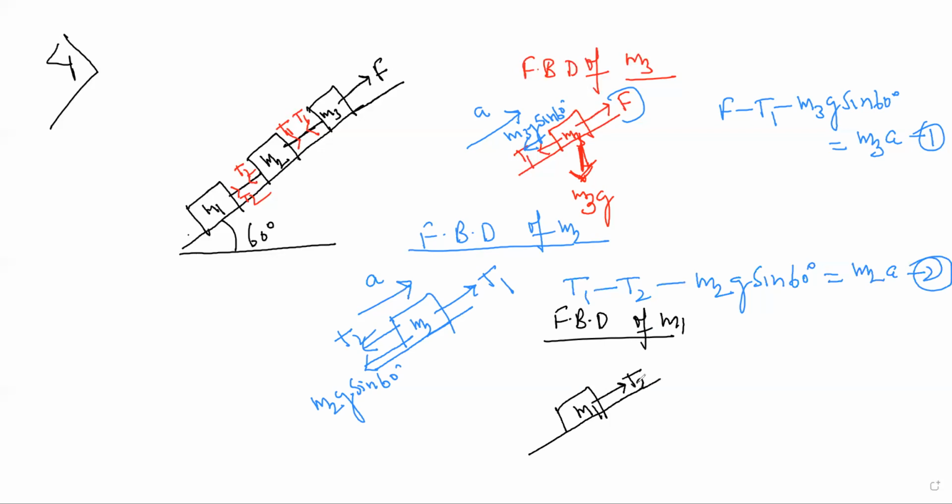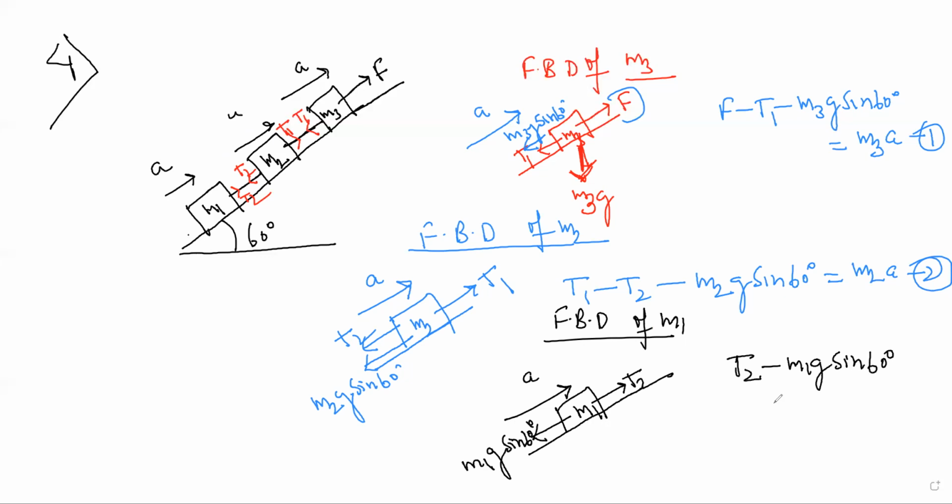Force T2 acts upward, and downward acts the component of its weight along the inclined plane, which is M1 g sin 60 degrees. Since this is accelerating and all bodies are connected, all will accelerate with the same acceleration A, as we have assumed. So what equation will go? T2 minus M1 g sin 60 degrees is equal to M1 into A. So this is the basic method to write a free body diagram.